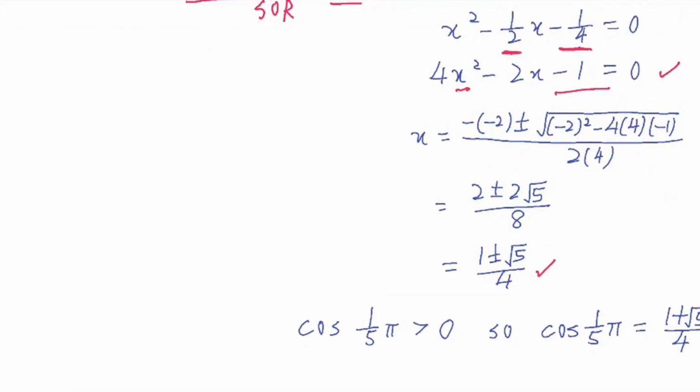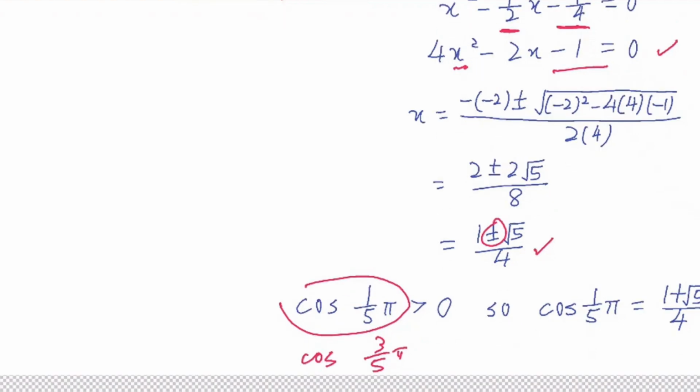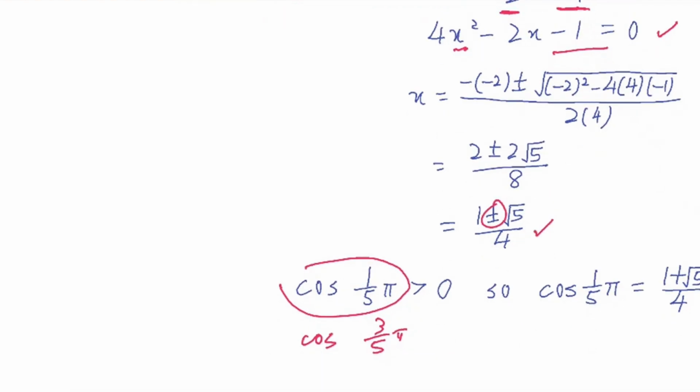So it means that for cos 1 over 5 pi and cos 3 over 5 pi, one will take the positive root and the other will take the negative root. In this case, because we want to find the value of cos 1 over 5 pi, and cos 1 over 5 pi is positive, then for sure it will take the positive root. So we need to mention something like greater than 0, and only then can we conclude that cos 1 over 5 pi is taking this positive root. Okay.